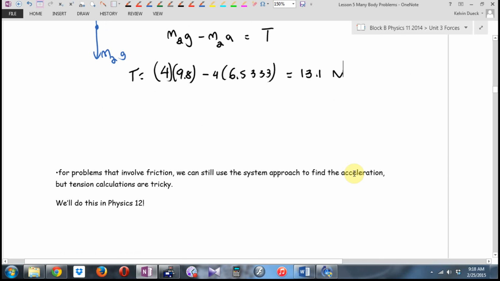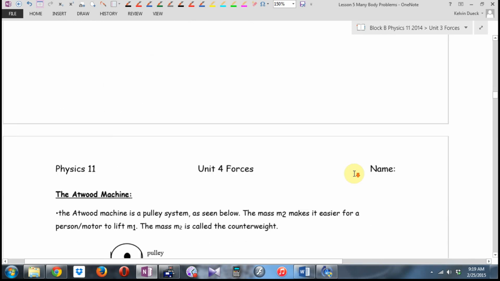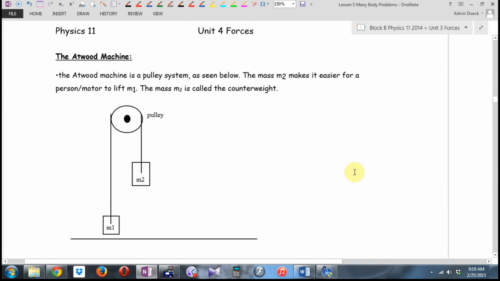For problems that involve friction, we can still use the system approach to find acceleration, but tension calculations can be a little bit trickier. I wrote we'll do this in Physics 12. I'm wondering why I wrote that. I thought maybe I had some later on with friction. I might sneak it in Physics 11. We'll see. We'll go about 10 more minutes and then press pause.